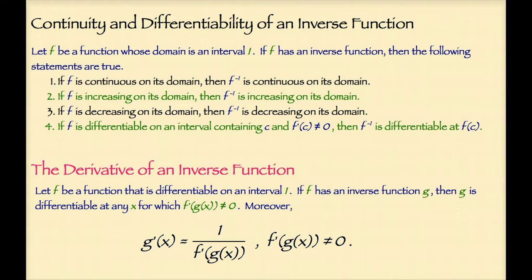The derivative of an inverse function. Let f be a function that is differentiable on an interval I. If f has an inverse function g, then g is differentiable at any x for which f prime of g of x is not equal to 0. Moreover, the derivative of that inverse function, g prime of x, is equal to 1 over f prime of g of x, provided that f prime of g of x is not equal to 0.